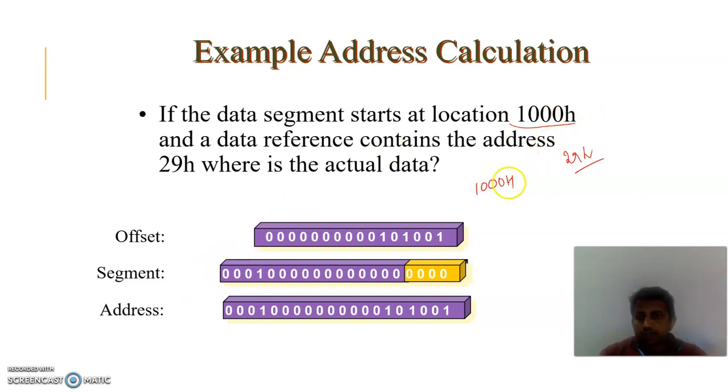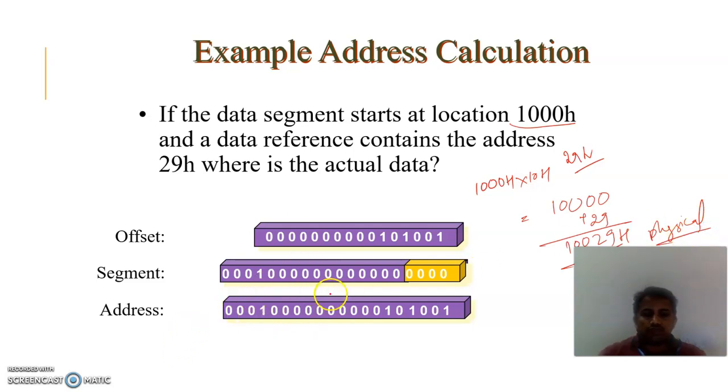Segment address is what? 100. I will do this one: 10H, which is equal to what? 10000. Plus 29 is added, and you will be getting 10029H, which is the physical address, where the actual data is present.